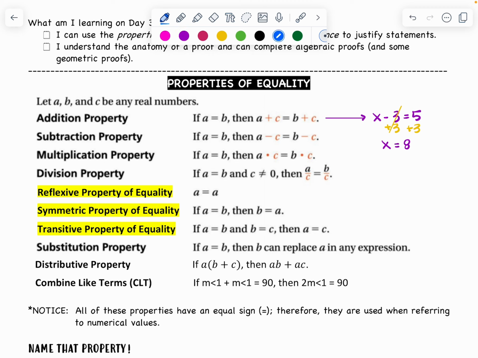The multiplication property is exactly what it sounds like. I'm just going to put a quick little example over here. If we were to solve the equation x divided by 2 equals 3, we know that the conclusion to that would be x equals 6 because we're multiplying by 2 on both sides of the equation.